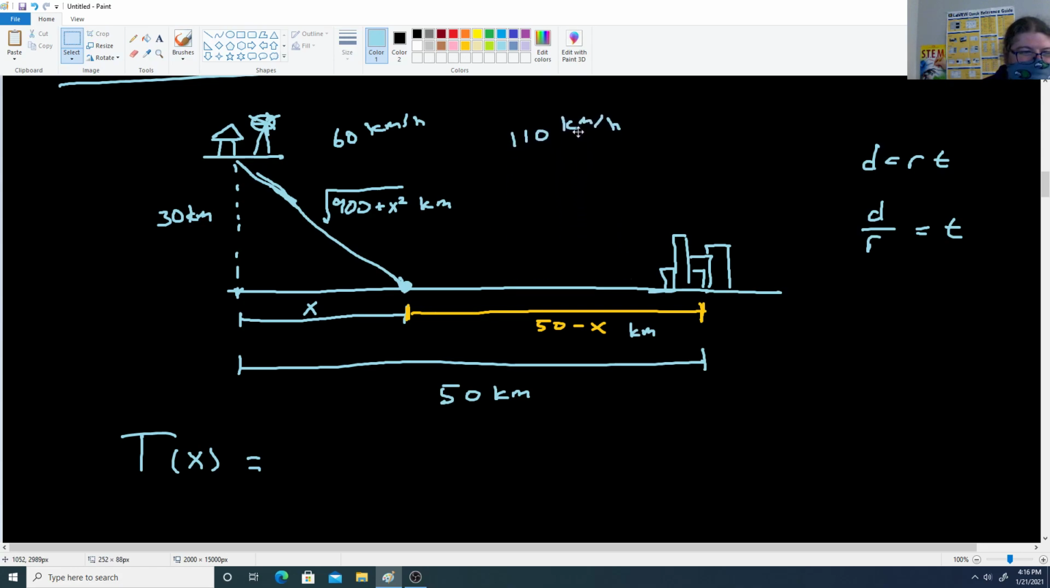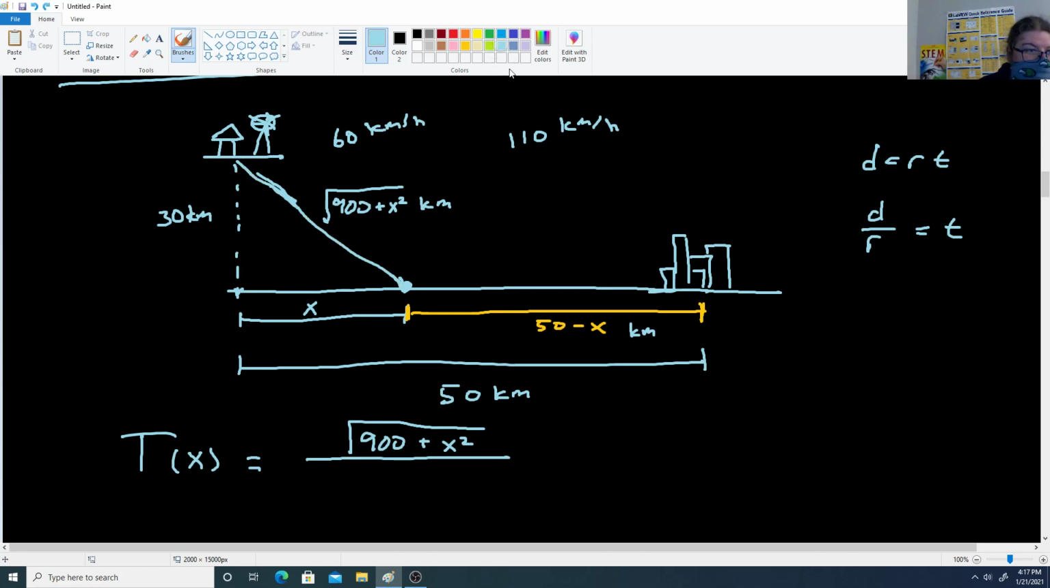So let me scoot those speed limits up so that we don't get them confused with the distances. We're going to take the distances and divide them by the rate. So the distance of the road with the slower speed limit is the square root of 900 plus x squared. Again, how I got that: this is a right triangle, this side's 30, that side's x. Then you can use the Pythagorean theorem, a squared plus b squared equals c squared. Therefore, the square root of a squared plus b squared is c.